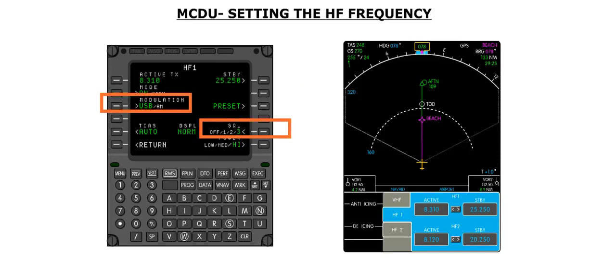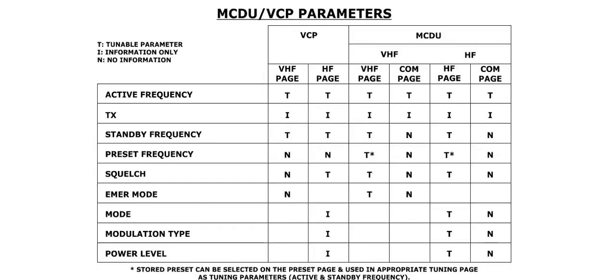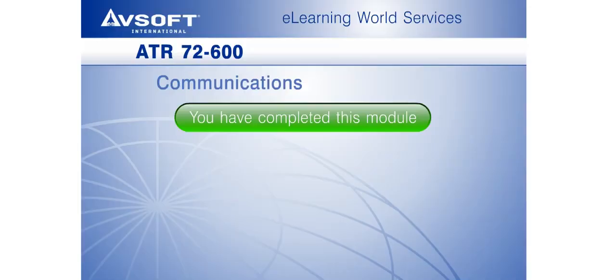The HF radios are controlled using the MCDU in the same fashion. The HF page also provides control of the modulation mode, as well as the squelch and power level. It was mentioned previously that some radio parameters can be set using the MCDU only. The table on this screen shows the parameters you can control through the VCP and MCDU. This concludes the communications module.